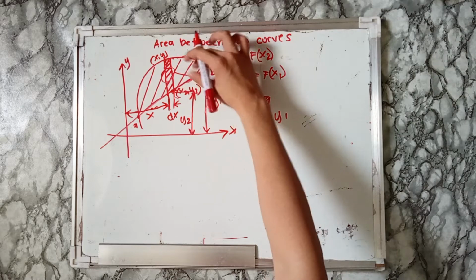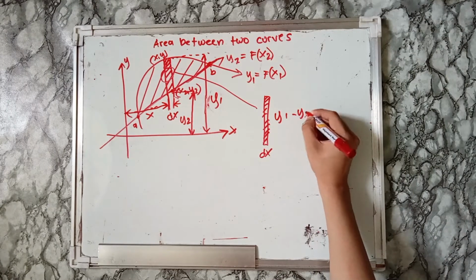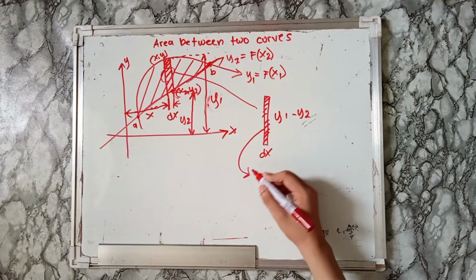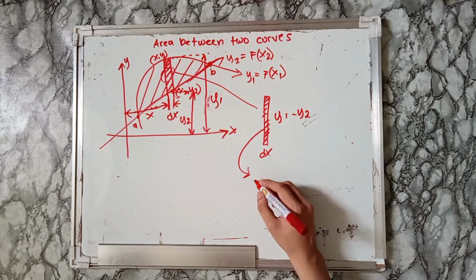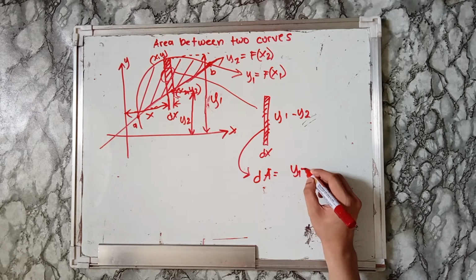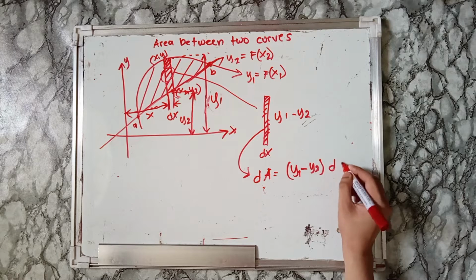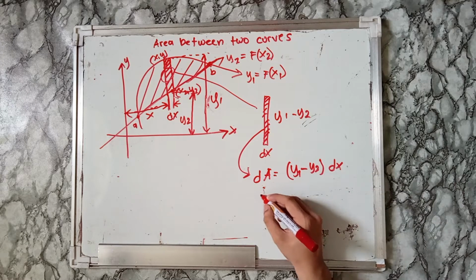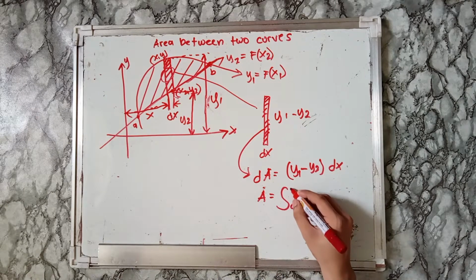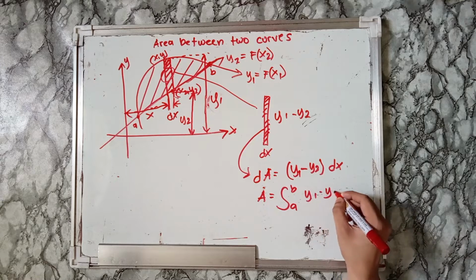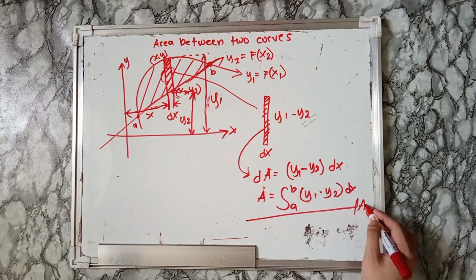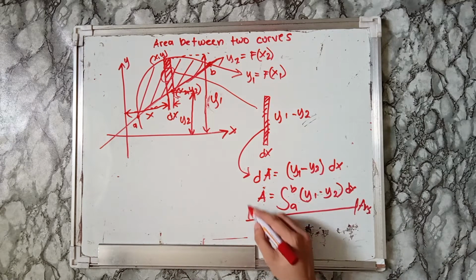So basically, the height here is just y1 minus y2. Now, if we get the differential area, this is just y1 minus y2 dx. And of course, if we integrate both sides, this is just the integral with limits from a to b of y1 minus y2 dx. So this is our formula in solving for the area between two curves.